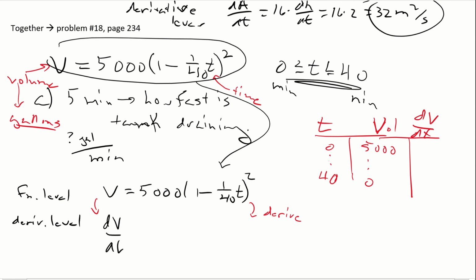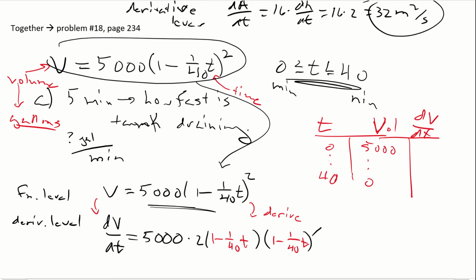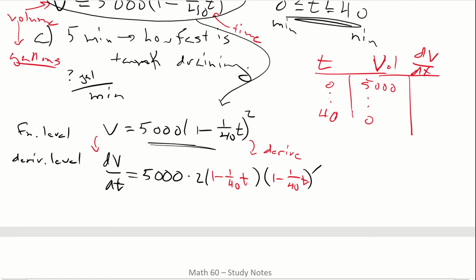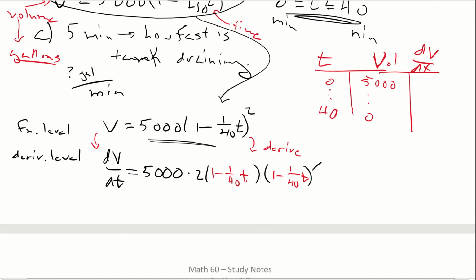dV/dt is equal to, wow, that's pretty fancy. You guys see this thing, you might go, how do I do this? Chain rule. It's a chain rule problem. You see the inner and the outer. I'll do it for you. We'll say it is 5,000 times 2 times the stuff to the first power times the stuff derived. And the stuff inside is 1 minus 1/40th t. So we're deriving the, oh, I'm running out of room. I'm going to have to squeeze it in.